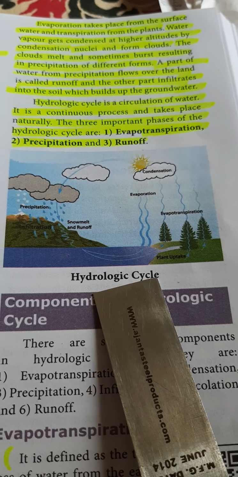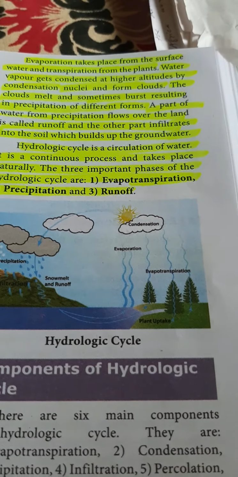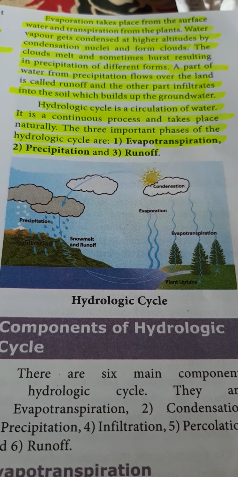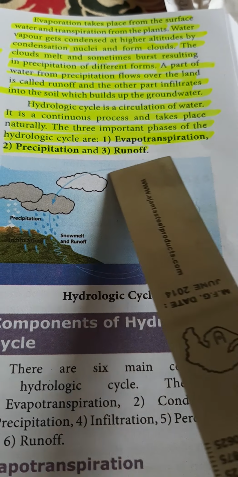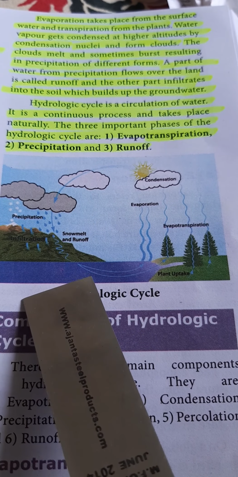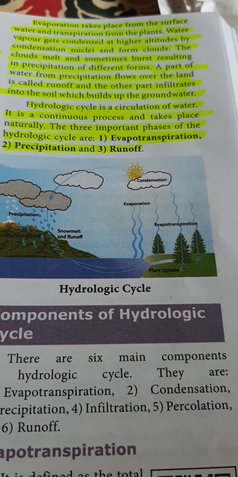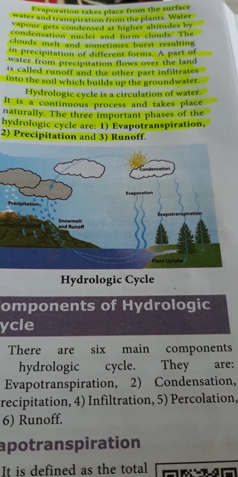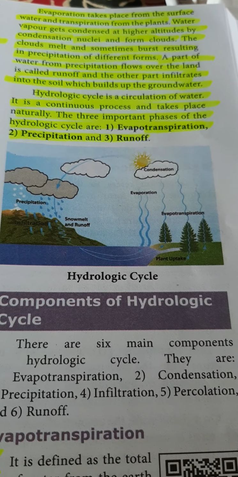This is the picture of the hydrological cycle. So this hydrological cycle is a circulation of water. Water from the oceans goes into condensation, turns into clouds and precipitation, and falls as rain. This hydrological cycle is a circulation of water. It is a continuous process and takes place naturally.